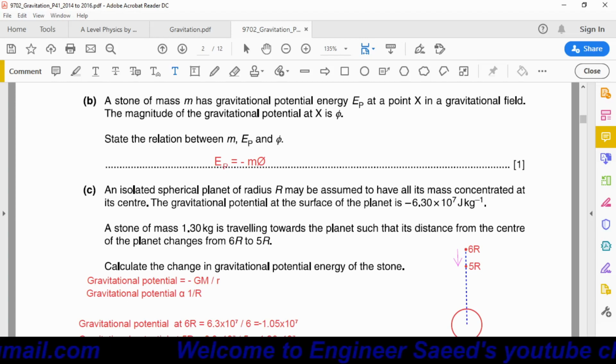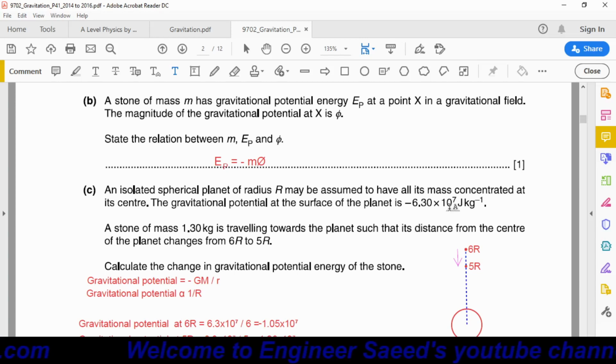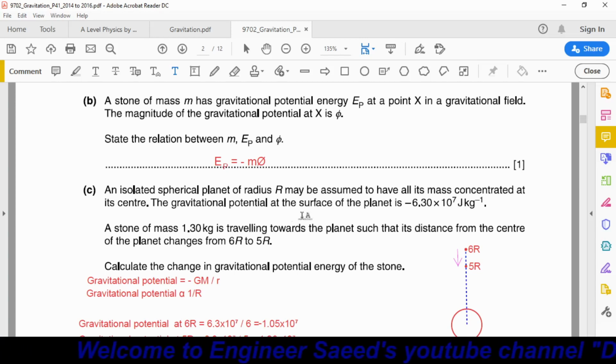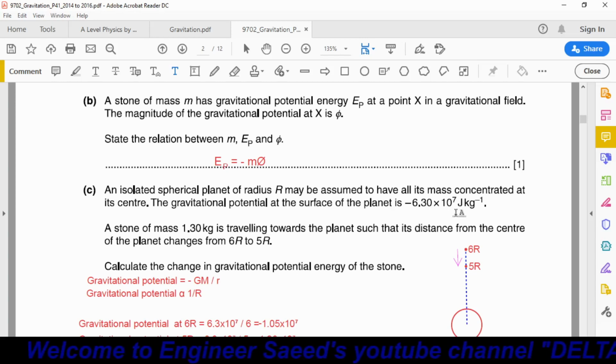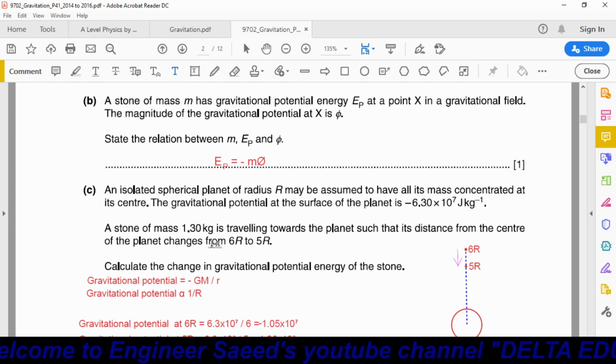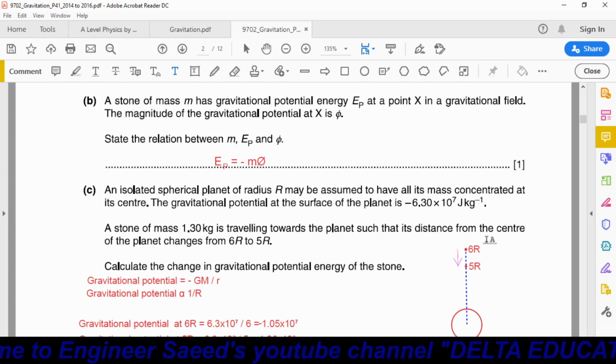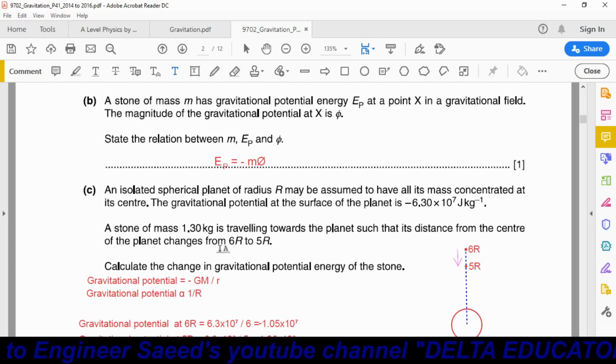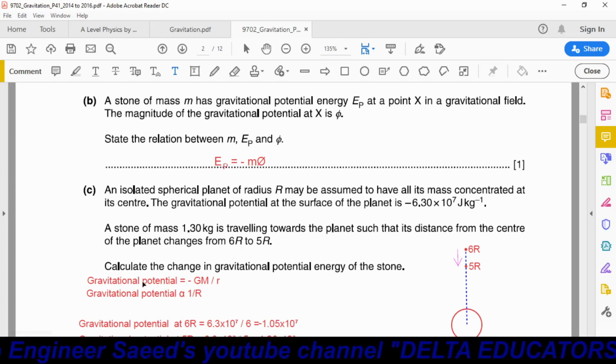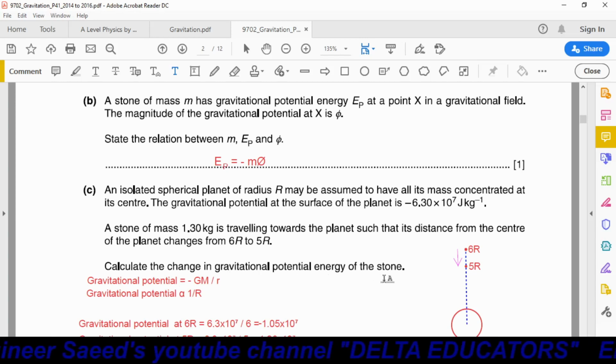An isolated spherical planet of radius r may be assumed to have all its mass concentrated at its center. The gravitational potential at the surface of the planet is minus 6.3 into 10 power 7 joule per kg. A stone of mass 1.3 kg is traveling towards the planet such that its distance from the center of the planet changes from 6r to 5r. Calculate the change in gravitational potential energy of the stone.